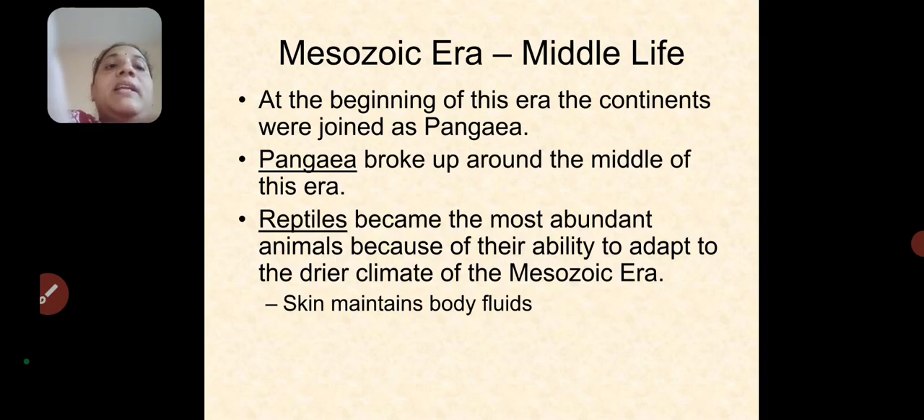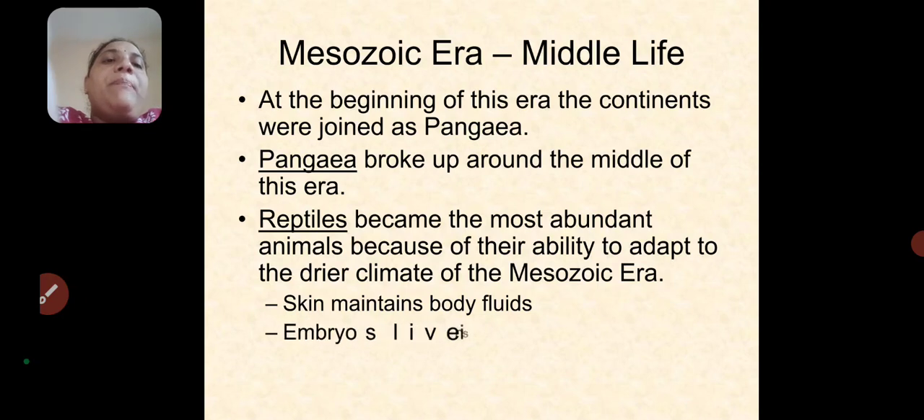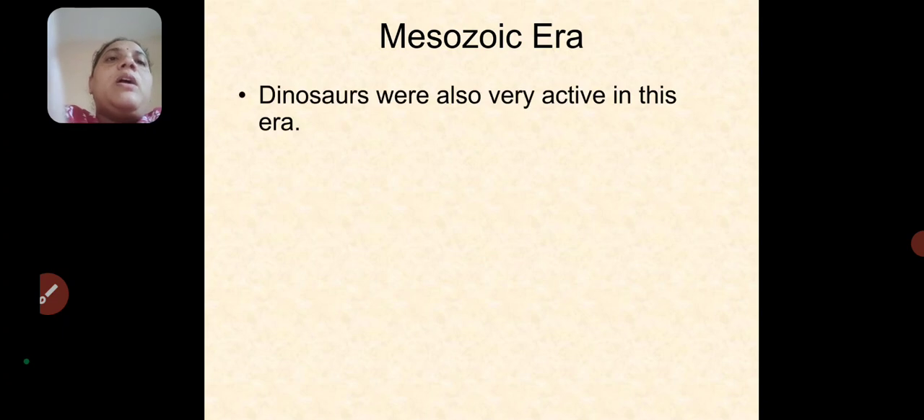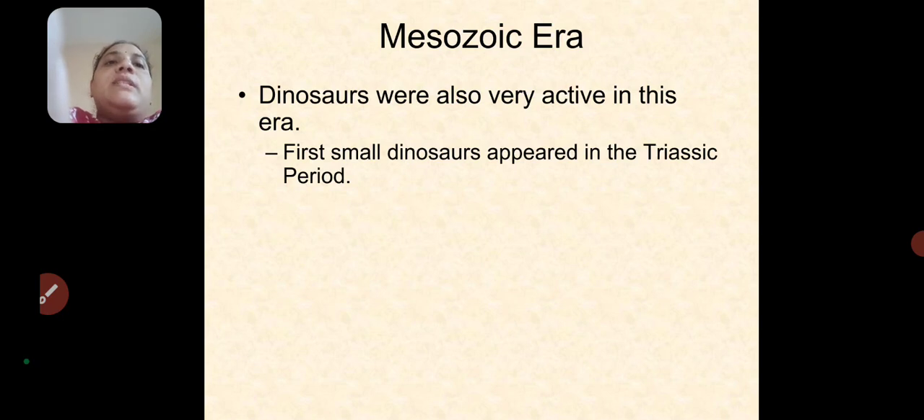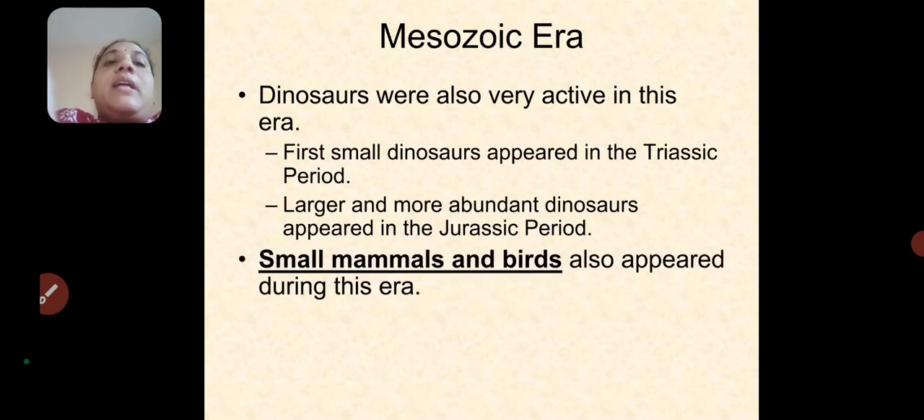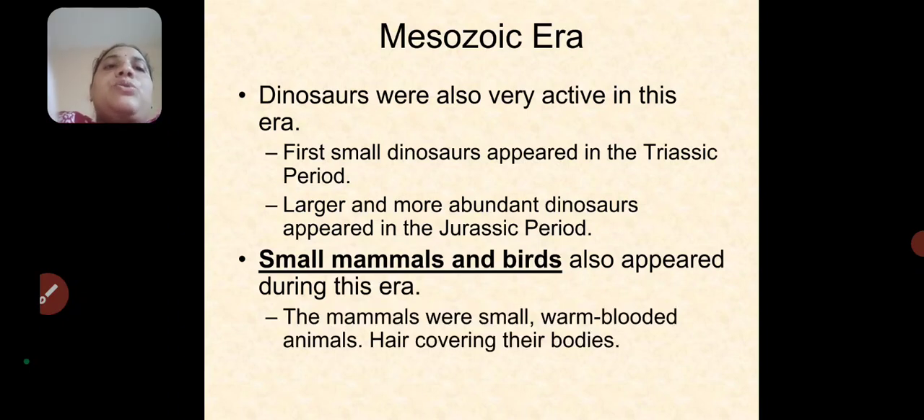So, skin maintains body fluids. Before this era, there is no such character. But in this era, the main character is that skin maintains body fluids. Next, embryos live in shells. In the Mesozoic era, dinosaurs were also very active. First small dinosaurs appeared in the Triassic period, and the larger and more abundant dinosaurs appeared in the Jurassic period.